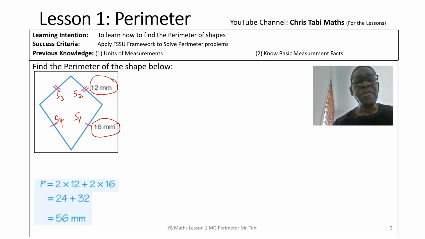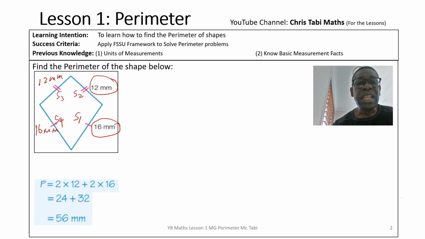Now, side 1 and 4 are the same, so that would be 16 millimeters as well. And side 3 is the same as side 2. Why? Because it's a double mark and a double mark, and so that's 12 millimeters.